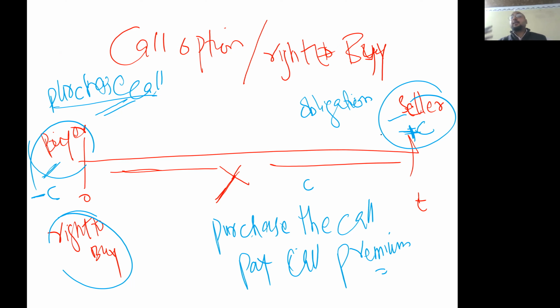And then the call option contract is bound. During the period, up to the expiration, there are two kinds of call options, European and American. We'll see that at the end of the chapter. A small note, that's it.